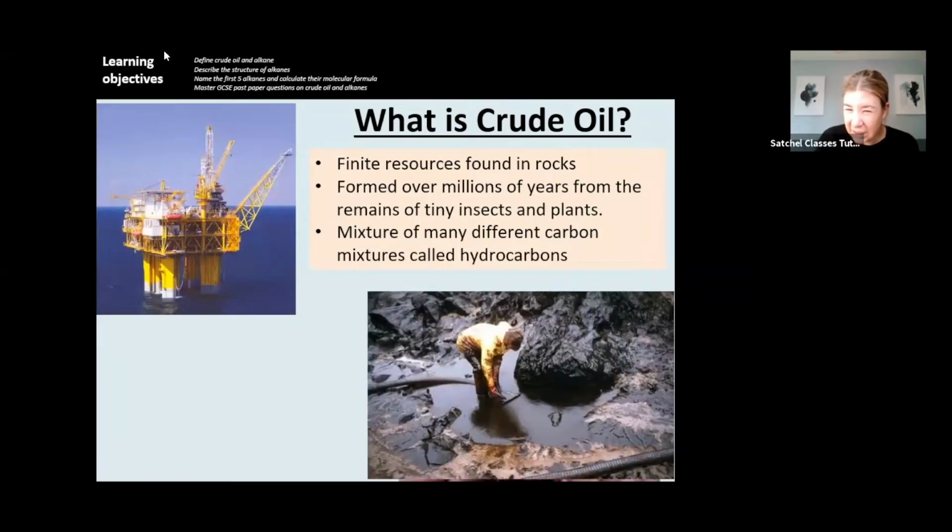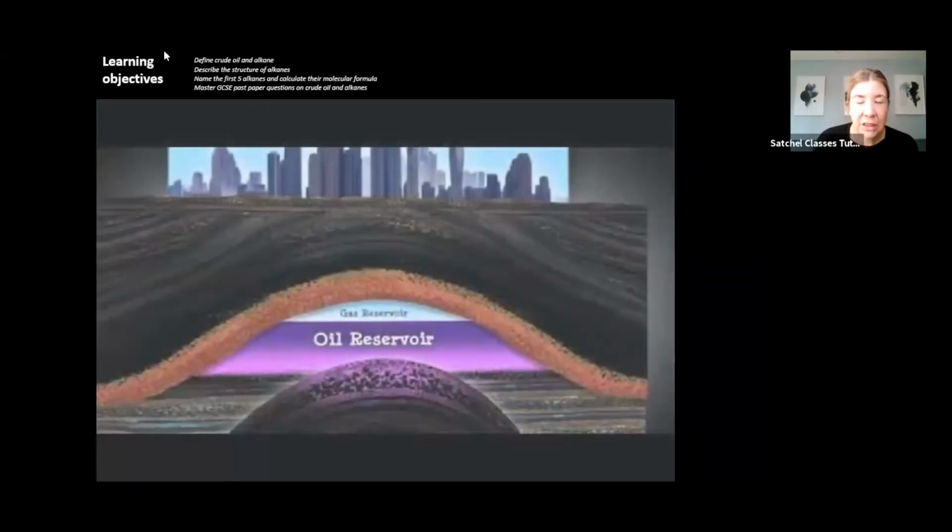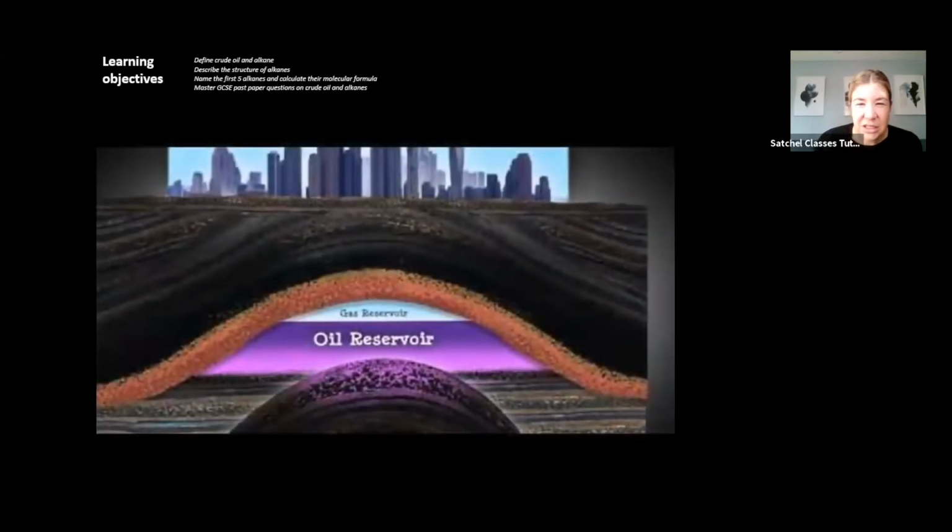So again, it looks like this. This is crude oil. And obviously there are lots of environmental implications when it comes to crude oil, and you might get some questions on that in your GCSE. This lesson won't be going into those. It's just going into what crude oil is. This is a visual representation of what's going on. It's underneath a very thick bed of rock, usually out in the oceans, but it can be on land as well.